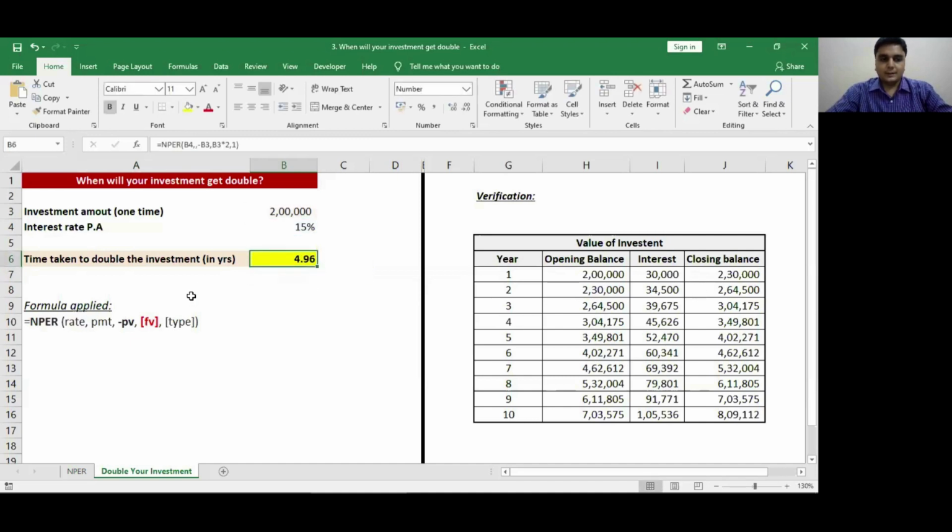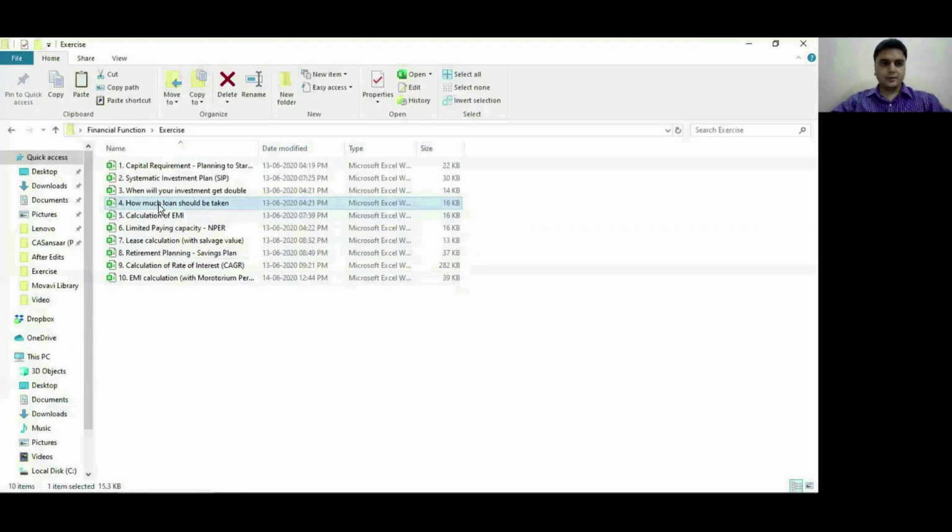And here you can see that the total time it will take for my investment to double will be 4.96 years, which means 4 years, and 0.96 into 12 will be 11 months. So in this chart as well, you can verify that my investment will double in the beginning of the 5th year, almost in the beginning of the 5th year. Let's move on to the next topic.